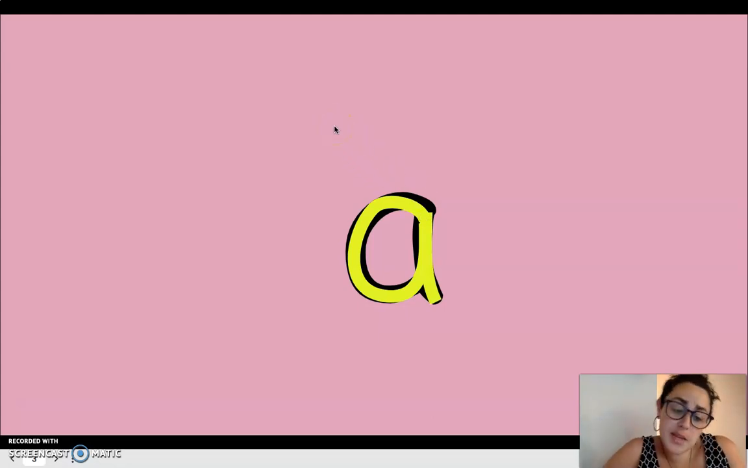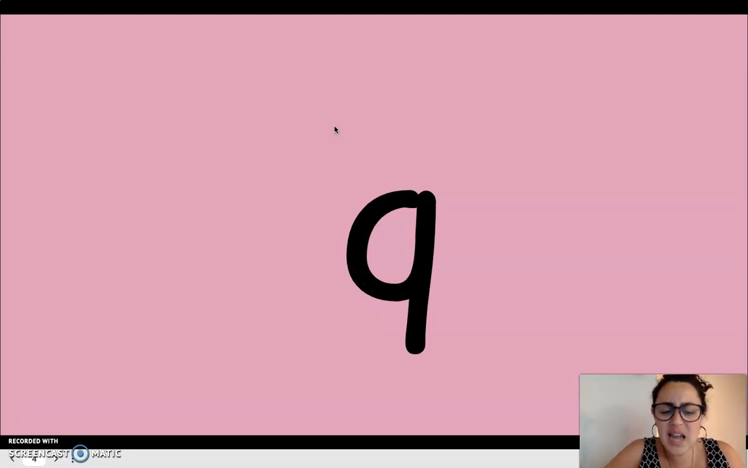So now let's look at some examples and see if we can figure out, is this a letter A or not? Is this an A? No, this is a Q. A Q is a circle and then a line, but the line goes really far down. If it was an A, it would just stop here, right when the curve stops too.